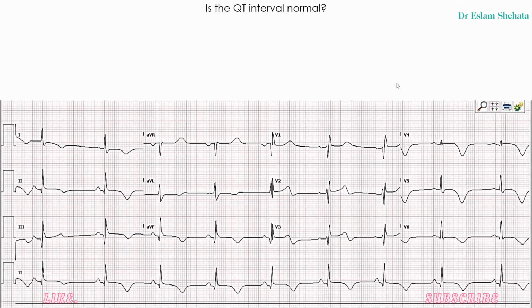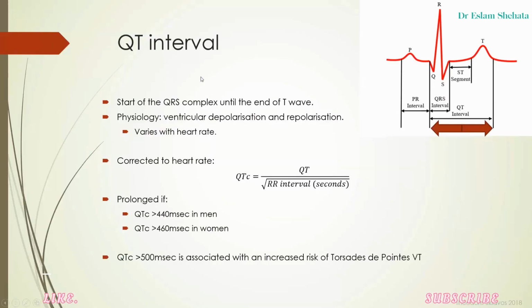So after the T wave, there's just one last thing to check, and that's the QT interval. Now, before we touch on that, I'm just going to briefly go through some definitions. The QT interval is defined as the time between the start of the QRS complex and the end of the T wave. It doesn't matter if there's no Q wave. In that case, it'll just start from the R wave. Point is, start of the QRS complex till the end of the T wave. Physiologically, we've got ventricular contraction, as well as depolarization and repolarization, all occurring within this QT interval.